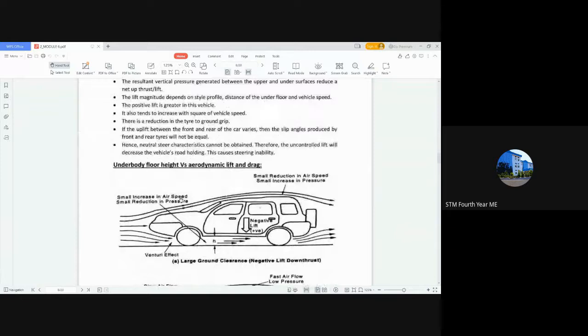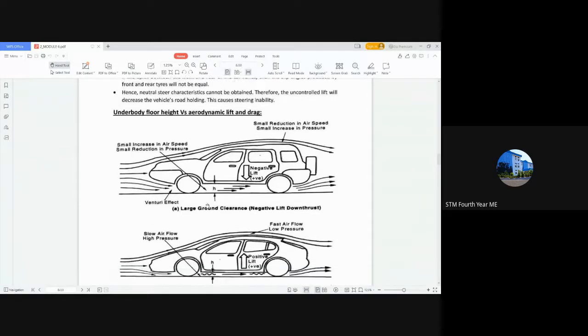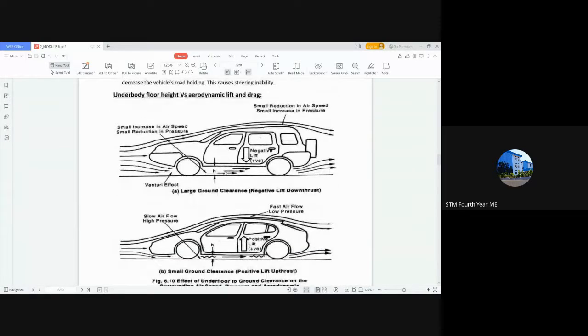One of the factors that affects lift and drag is the underbody floor height. So what is underbody floor height? Underbody floor height is nothing but what we term as ground clearance. It is the distance between the ground surface and the chassis of the vehicle. So this is the chassis point of the vehicle, rather than the tires. So that is how the ground clearance is termed.